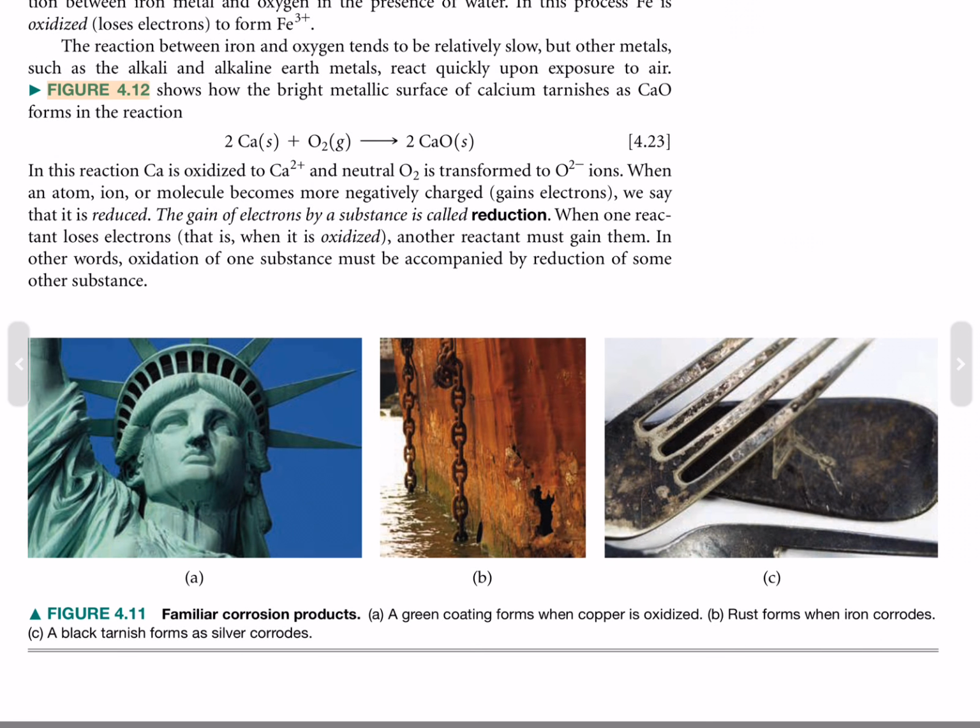Figure 4.11. Familiar corrosion products. A, a green coating forms when copper is oxidized. B, rust forms when iron corrodes. And C, black tarnish forms as silver corrodes.